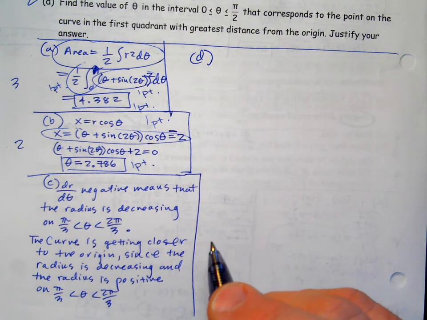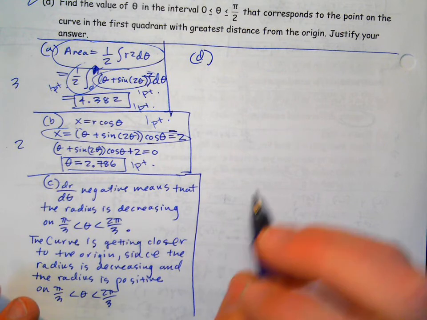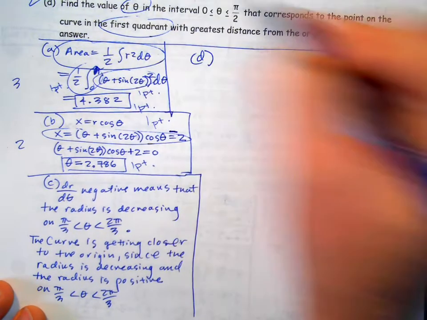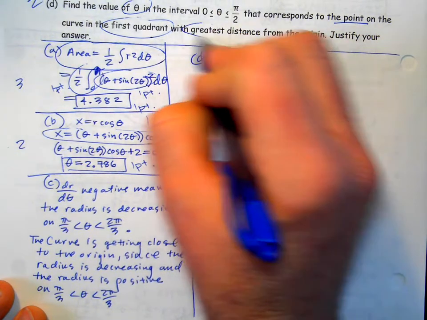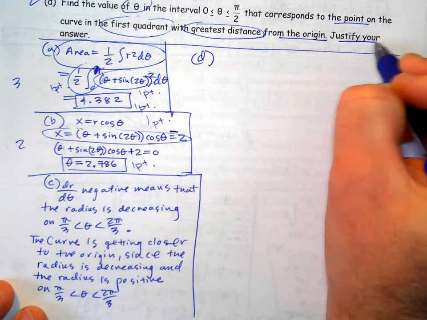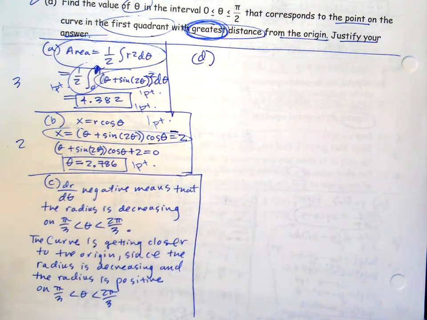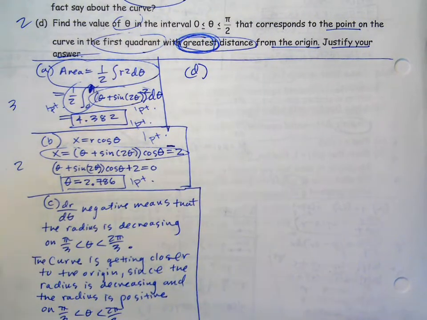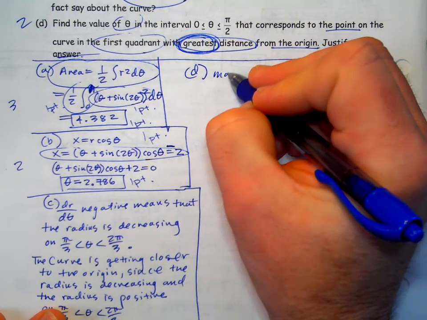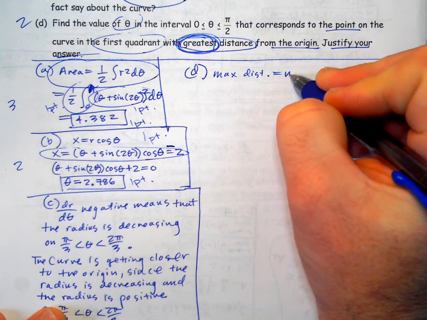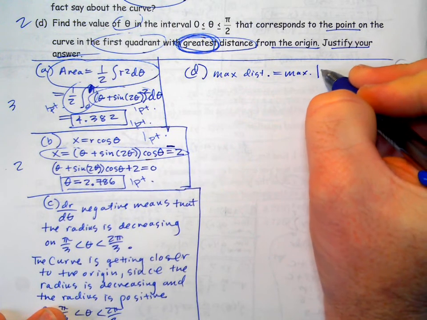Part D: find the value of theta on the interval 0 to pi over 2 that corresponds to the point on the curve in the first quadrant with the greatest distance from the origin. Justify your answer. Greatest distance, absolute maximum distance, is what we're looking for here. We're looking for max distance from the origin, which equals max absolute value of r.